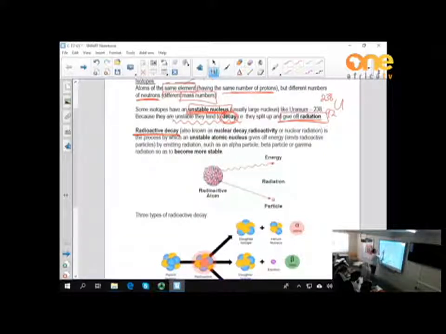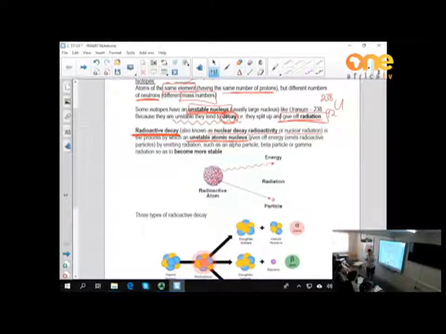When something undergoes radioactive decay, also known then as nuclear decay or radioactivity or nuclear radiation, it's just different terms referring to the same basic thing. It is the process whereby an unstable atomic nucleus, for example, a uranium-238 or a carbon-14, okay, is going to give off energy. What must you remember? Where does this energy come from?